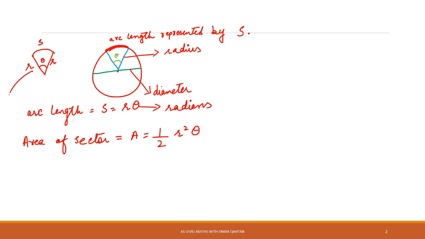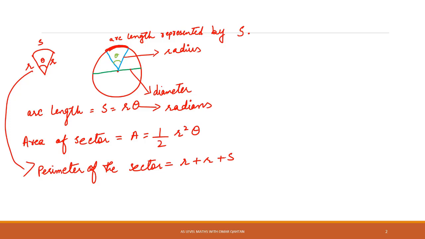If we want to find the perimeter of the sector, perimeter is just the boundary, so this is r with this r, so r plus s. So I can write it here, r plus r plus s, which will be 2r plus s.